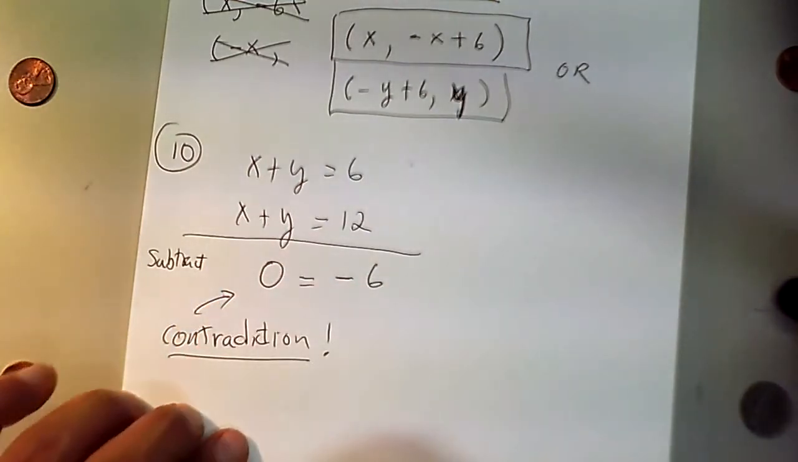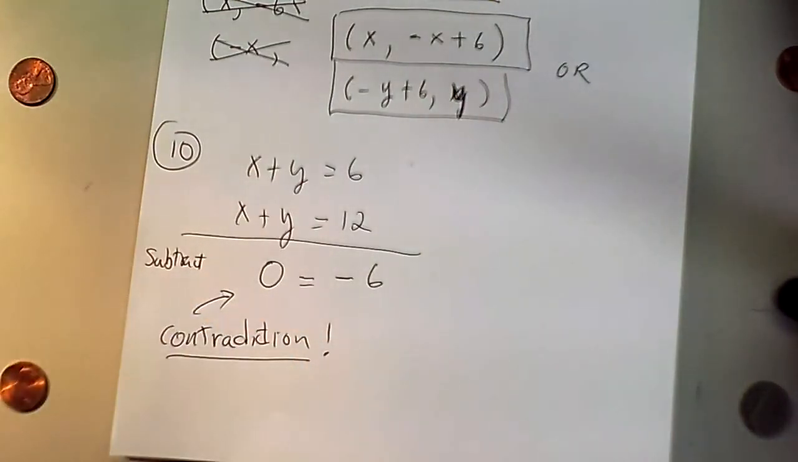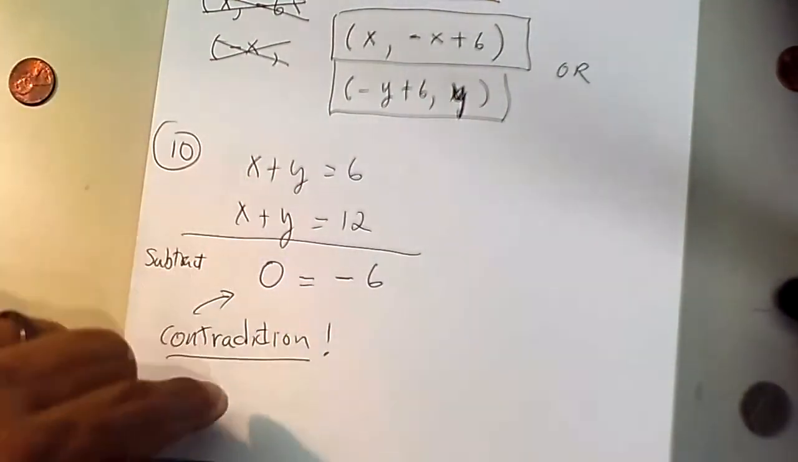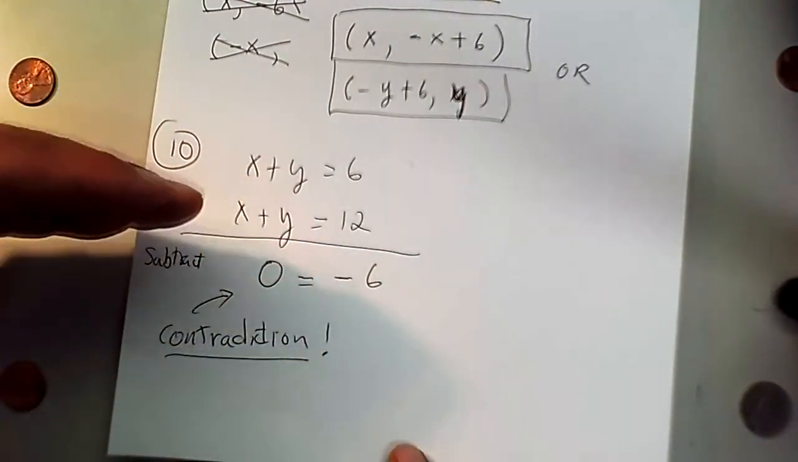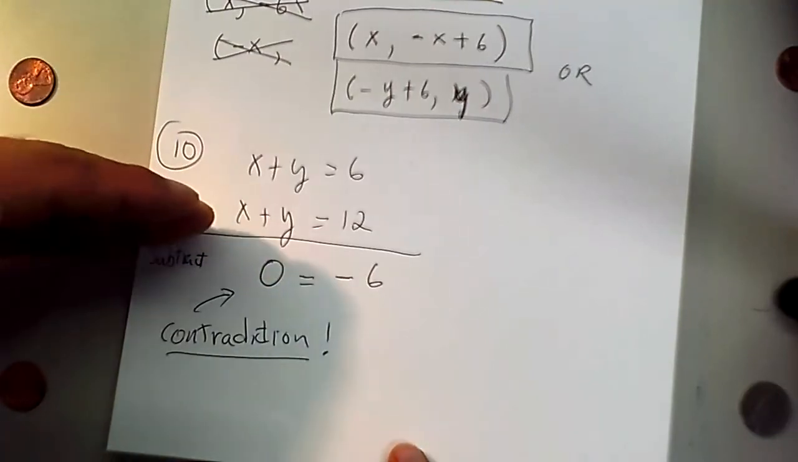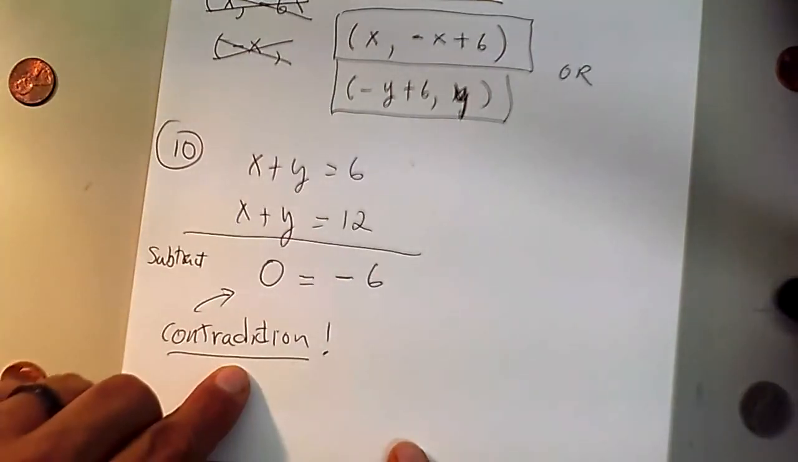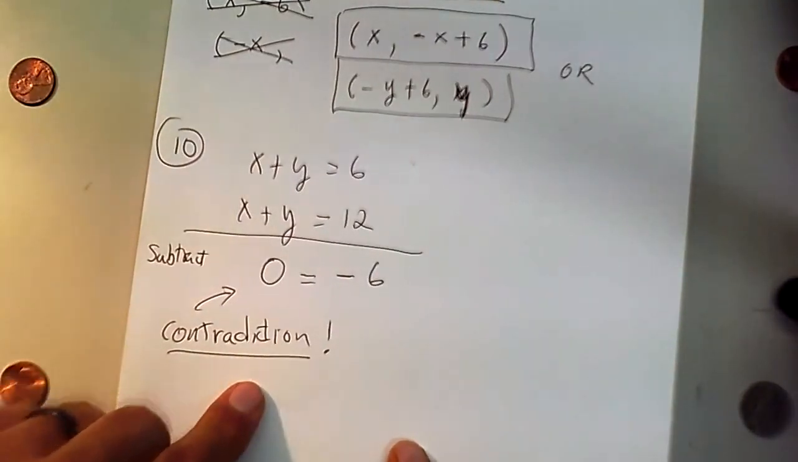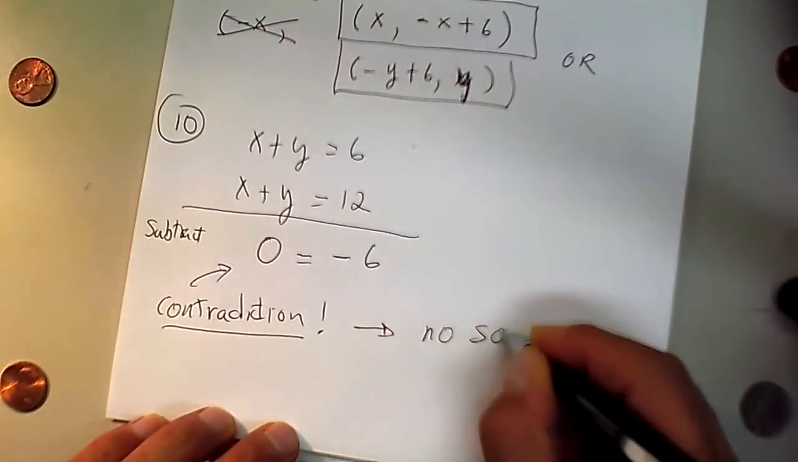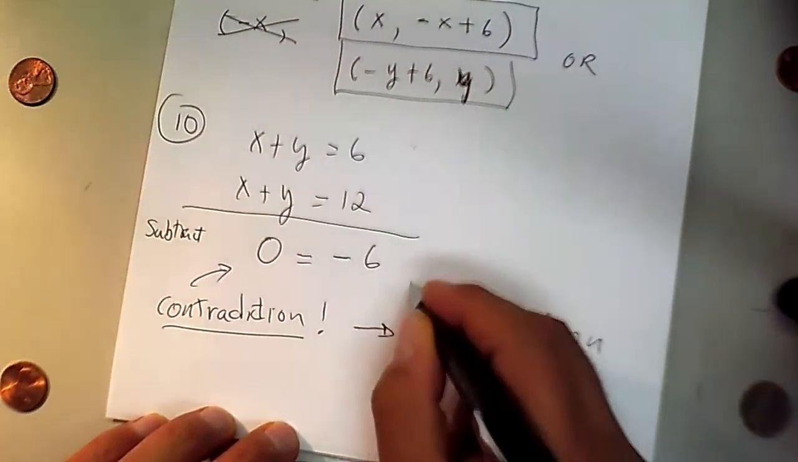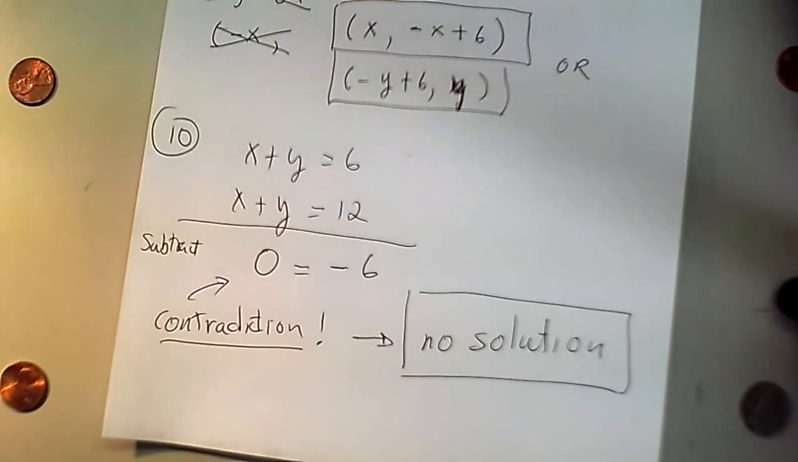That's a contradiction. If at any point in the solving of a problem, a system of equations, you end up with a contradiction, review your steps to make sure you did not make a mistake. If after reviewing a couple times and noticing that there's no mistake, you still end up with a contradiction, that means there is no solution. That implies no solution at all whatsoever. There is no solution to this problem.